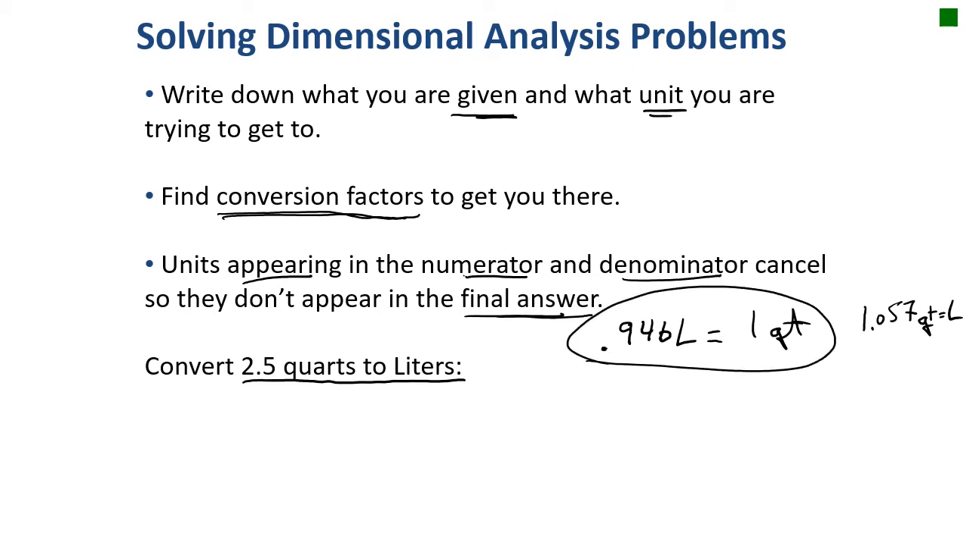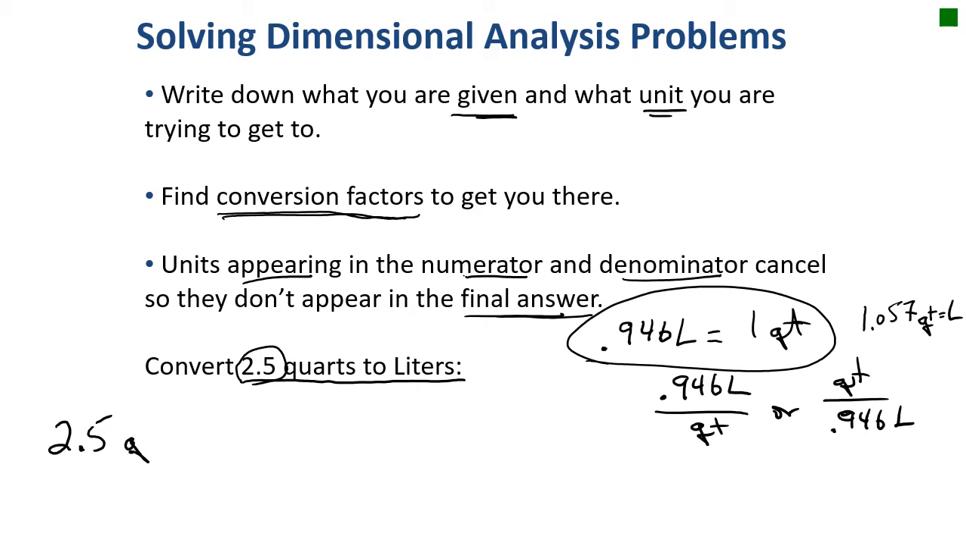This is going to be an equality, so I can turn this into a conversion factor. And I can write 0.946 liters per quart, or a quart for every 0.946 liters. Now, the one I'm going to use depends on what I have. So we're going to start out with our piece of given information. Our given is our fixed measured value, it won't be a conversion.